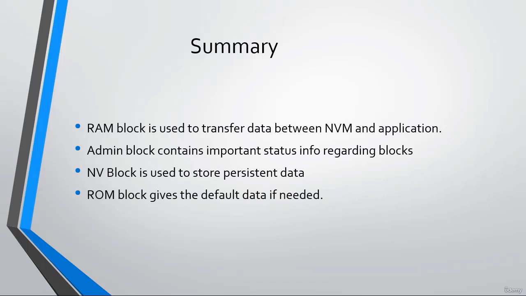And finally, there is the ROM block, which gives the default data if needed. If we have some corruption, then we can load the values from the ROM block. As we discussed, the RAM block and ROM block are not compulsory. They're optional, but the admin block and NV block are compulsory. We cannot have a configuration without them.